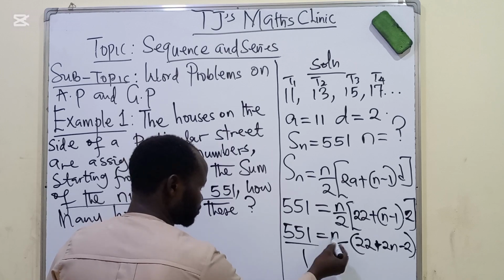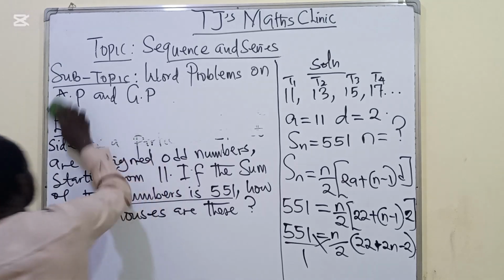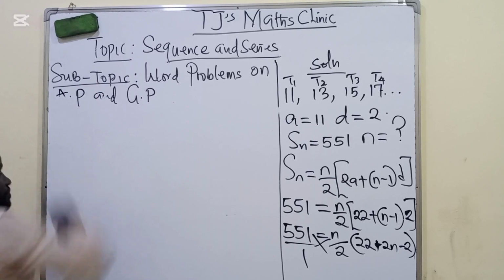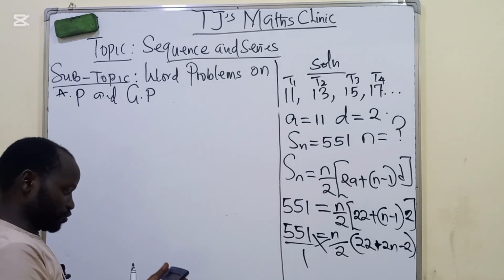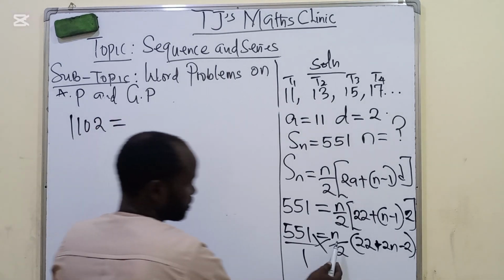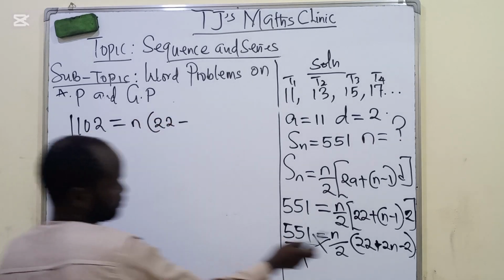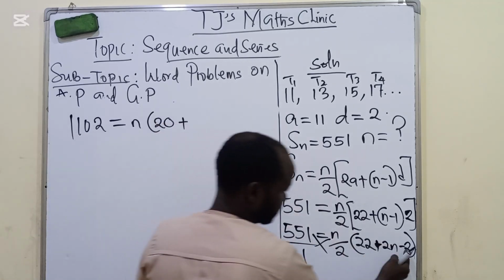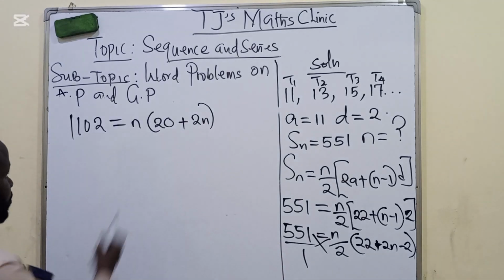So at this point, we can cross multiply. We are almost there. We are looking for n. So we can remove the question: how many numbers are there on the street. Next thing to do, let's cross multiply. 551 multiplied by 2 will be 1102, equals n times the bracket. Before we distribute, 22 minus 2 will be 20, so let me write 20 here plus 2n. At this point, we can clear the bracket.